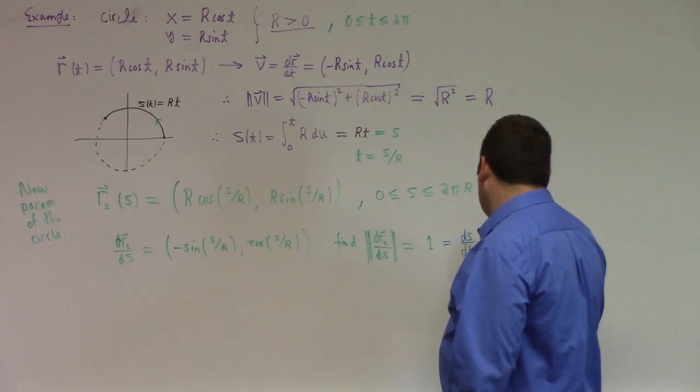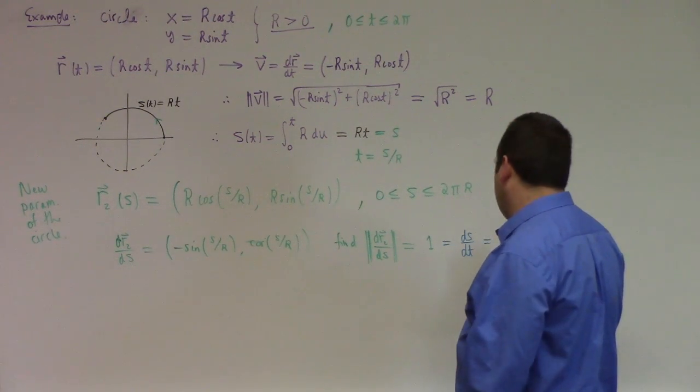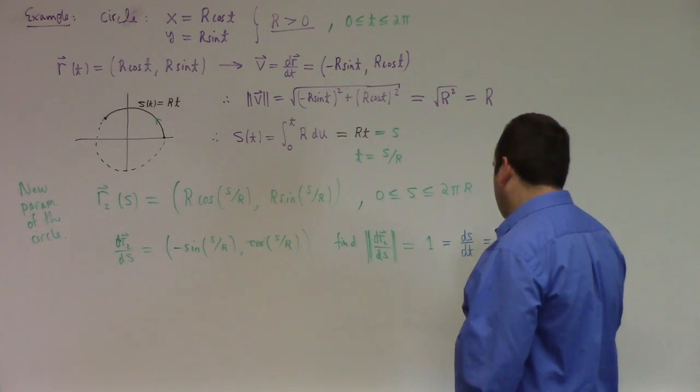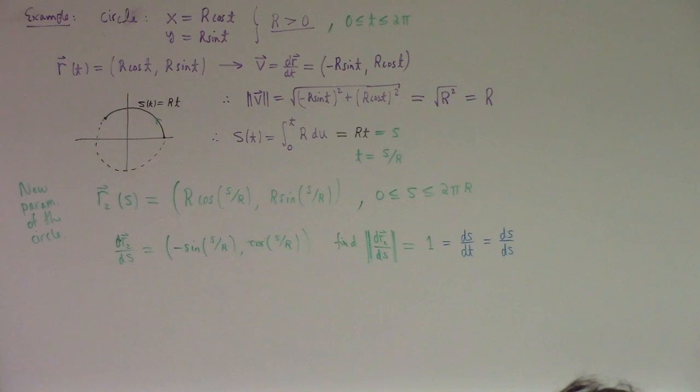But what is t in this case? t is equal to s, right? So I'm just showing you ds is 1, which is good. Should be, right? This is sometimes called the so-called unit speed parameterization of the curve.